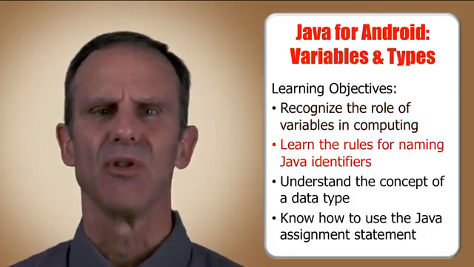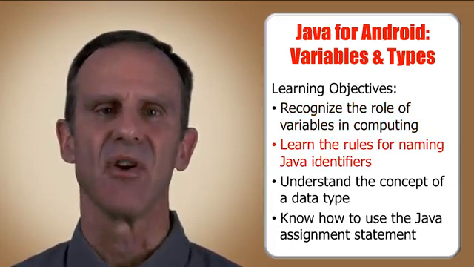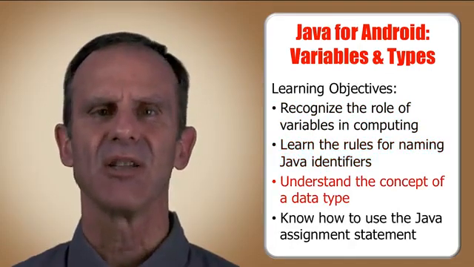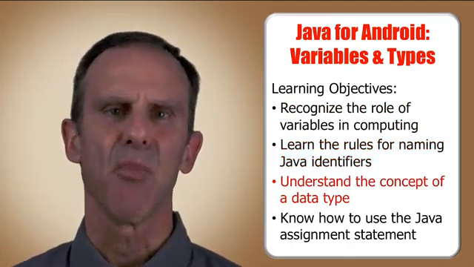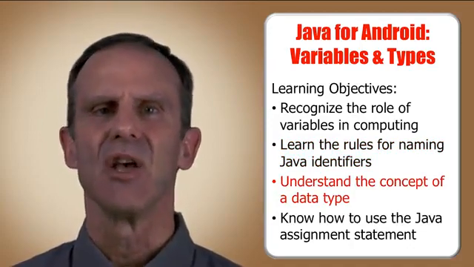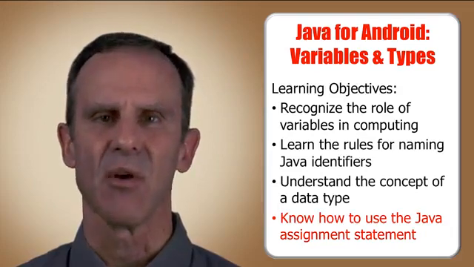After completing this lesson, you will recognize the important role that variables play in computer programming. You will also learn the rules for Java identifiers that we use to give names to various entities in our programs. Moreover, you will understand the concept of a data type and why it is important for us to specify the types of values in our programs. And finally, you will know how to use the Java assignment statement to give a new value to a variable.